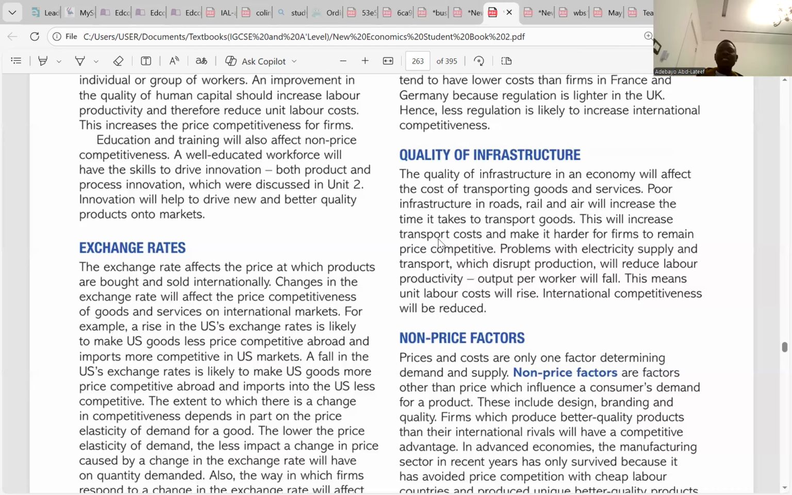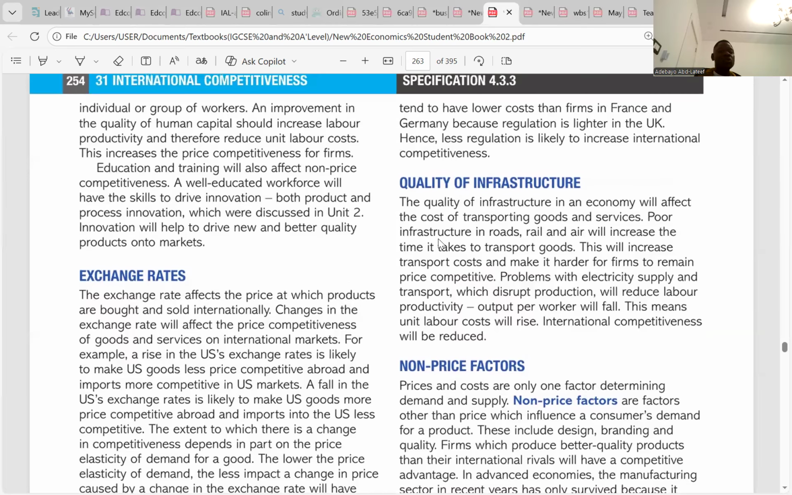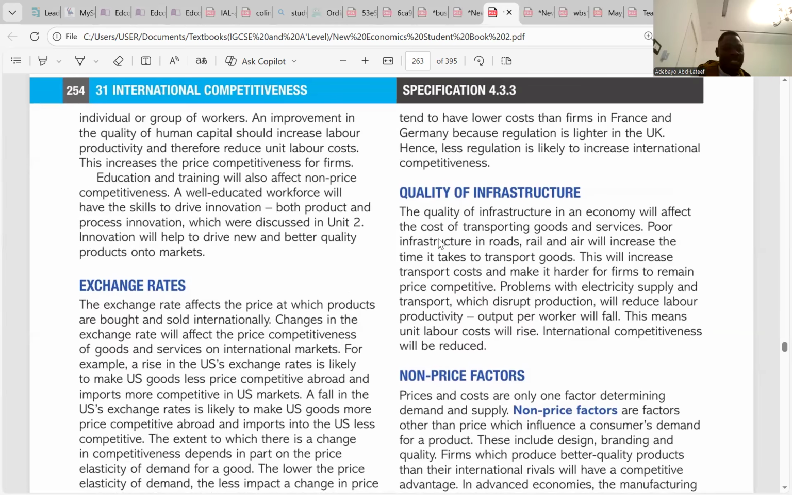If a country has better infrastructure, it is likely to be internationally competitive because the cost of transportation would fall and labor productivity would rise. If the cost of transportation is falling, it means the cost of production is falling. If labor productivity is increasing, it means output is increasing. So if your cost of production is falling and your output is increasing, it means you'll be price competitive. And when you are price competitive, it increases the value and the volume of your exports. I think the point there is clear. So that's another factor that could influence how a country can be internationally competitive.